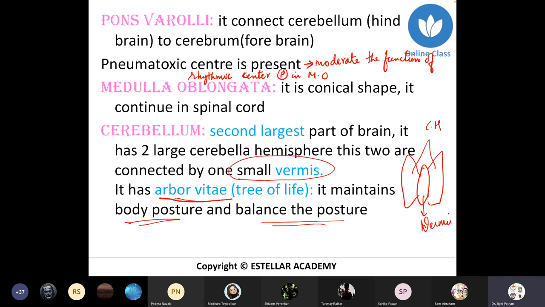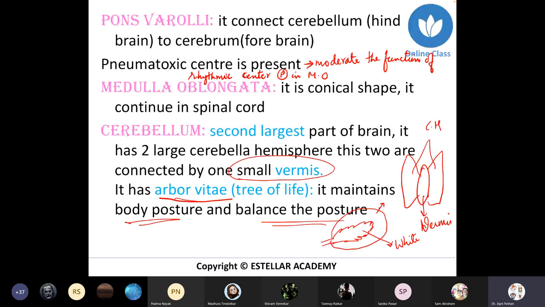Arbor vitae is where the white matter is arranged in the form of a tree. If you look into the diagram, the white matter is arranged in the form of a tree. This is the white matter, and this is the gray matter. This structure maintains the body posture and the balance of the body.